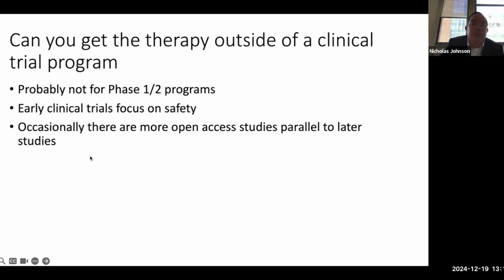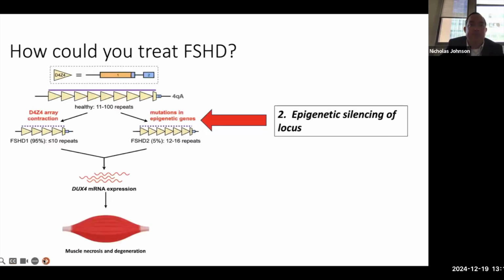There are occasionally what they call compassionate use programs or open access programs that tend to come pretty late in a drug approval process. Those are highly variable by company. If you have questions about this, you can either ask your neuromuscular doctor, or you can ask the company themselves. They all have some sort of email for patients.